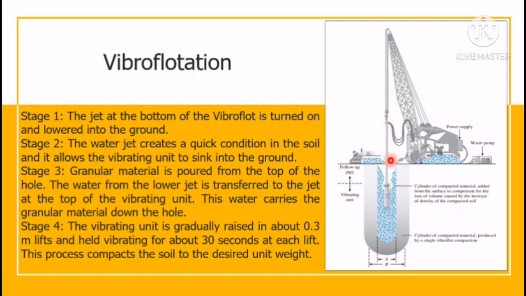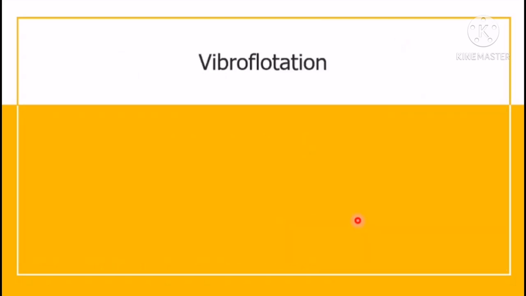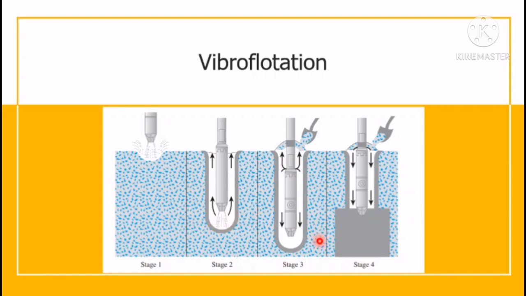Last stage, the vibrating unit is gradually raised in about 0.3 meter lifts and held vibrating for about 30 seconds at each lift. This process compacts the soil to the desired unit weight. So, in addition, our vibroflotation, dynamic compaction, and blasting are for deep compaction. Our sheep's foot rollers, pneumatic rubber-tired, vibratory rollers, and smooth-wheeled rollers only work on the surface of the soil. In this compaction activity, a hole is actually dug, and then the soil underneath is compacted. Okay? So, these are the four stages of vibroflotation.